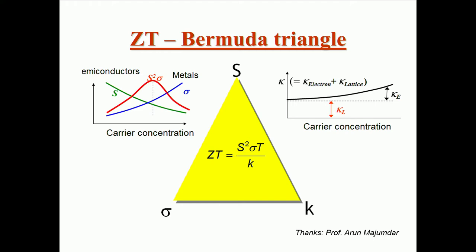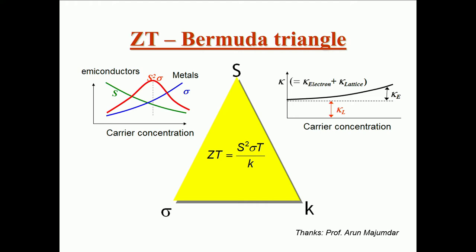Now this is a problem. If I need a material which is high ZT and which will give me high COP, high better performance, what do I need? I need a material which has high electrical conductivity and low thermal conductivity. Unfortunately, most real materials do not have that. If one is good, the other is also good; if one is bad, the other is also bad. So what can we do?